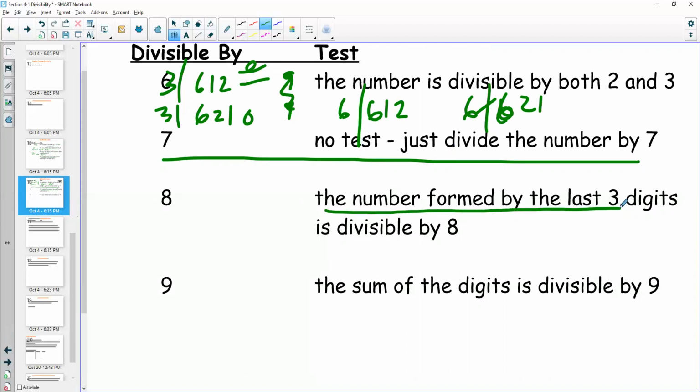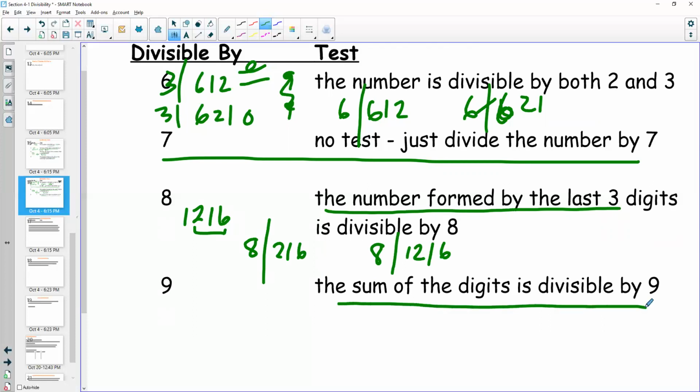So if I take the number 1216, I want to look at the last 3 digits. If 216 is divisible by 8, then the whole thing is divisible by 8. So 8 does indeed go into 216. So that means 8 does also go into 1,216. That's how it works. For 9, the sum of the digits has to be divisible by 9.